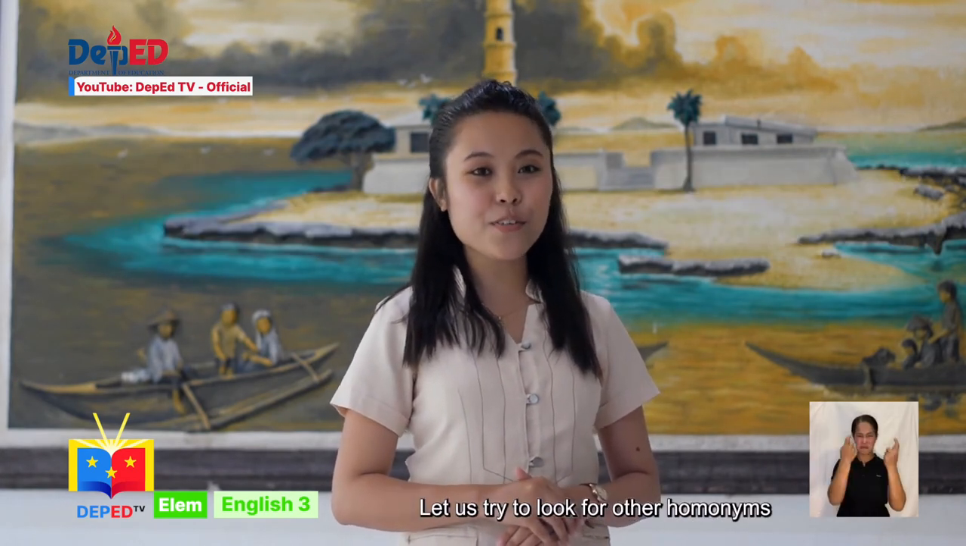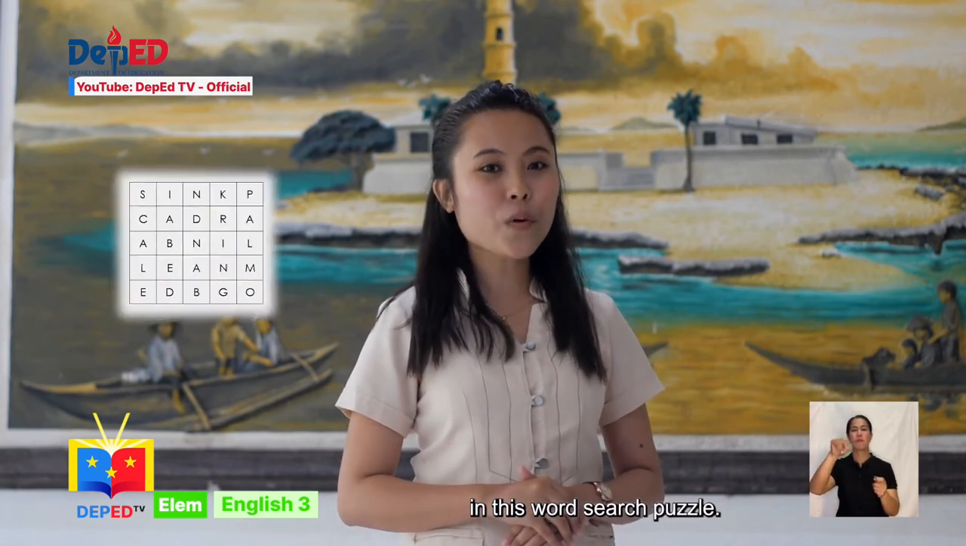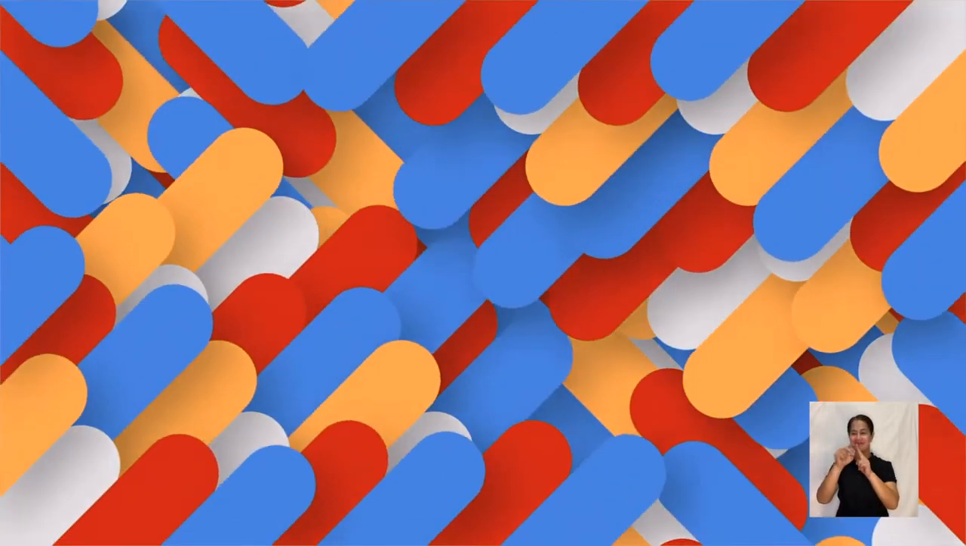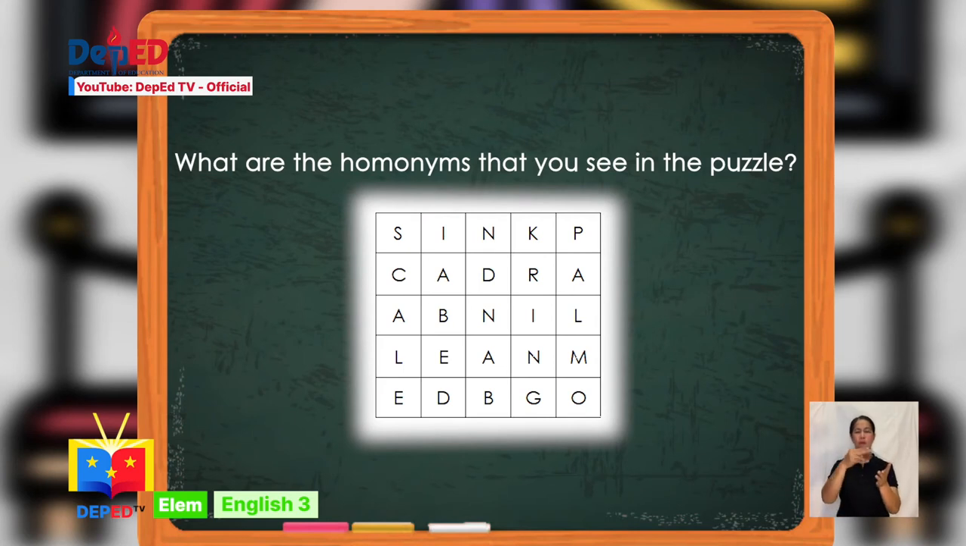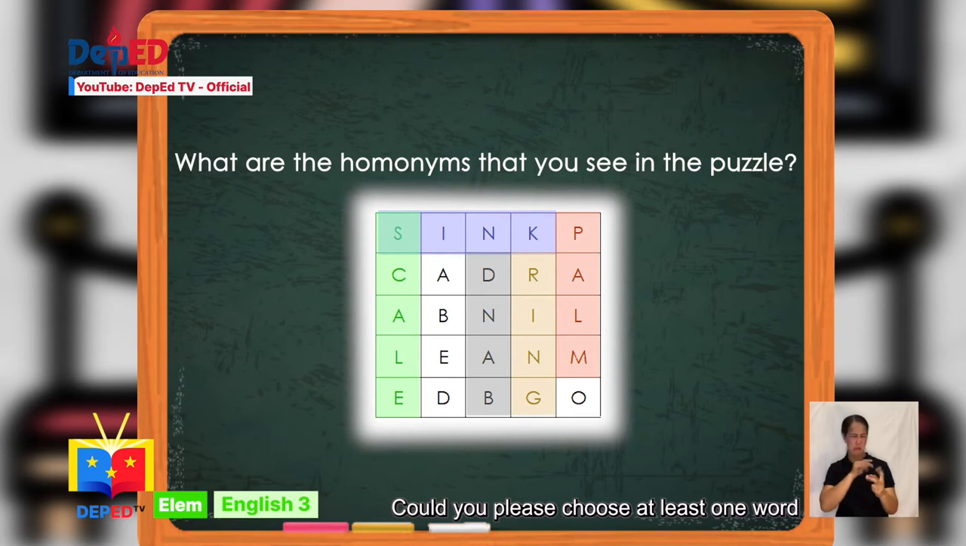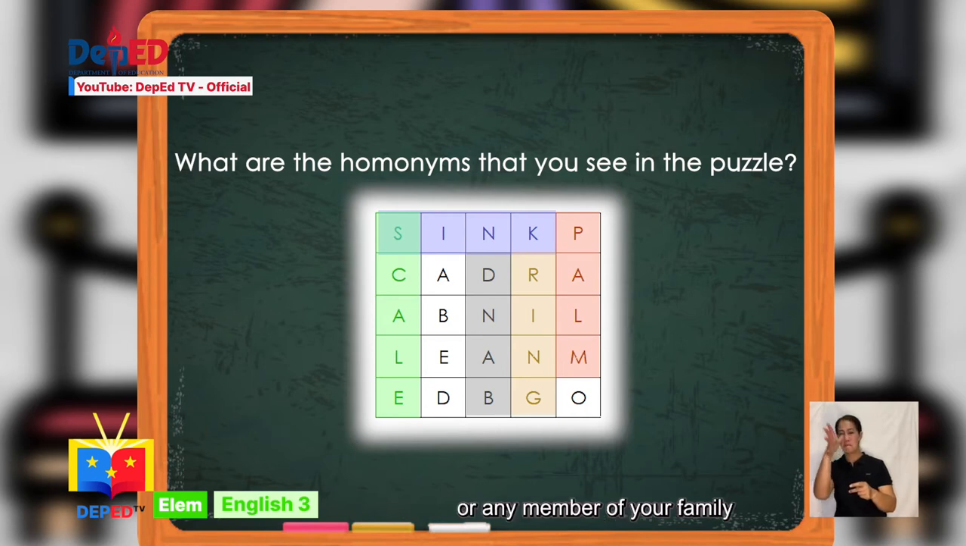Let us try to look for other homonyms in this word search puzzle. What are the homonyms that you see in the puzzle? Sink, ring, band, palm, scale. Could you please choose at least one word from the word search puzzle and tell your mom, dad, or any member of your family the two meanings of your chosen word?